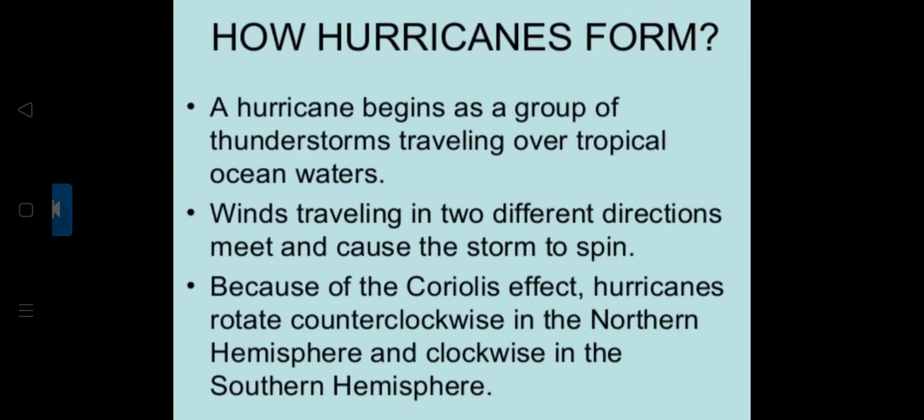Now, how does a hurricane form? For each of these terms, I have told you what they mean and how they form. A hurricane begins as a group of thunderstorms traveling over tropical ocean waters. Winds traveling in two different directions meet and cause the storm to spin. Because of the Coriolis effect, hurricanes rotate counterclockwise in the northern hemisphere and clockwise in the southern hemisphere.